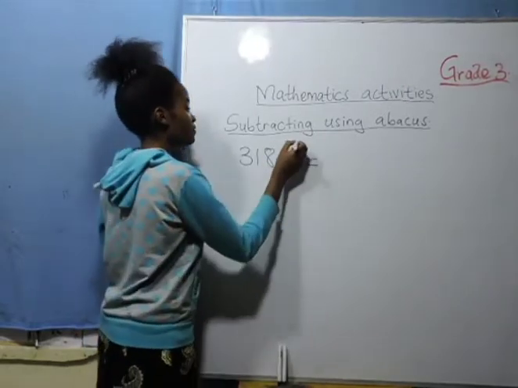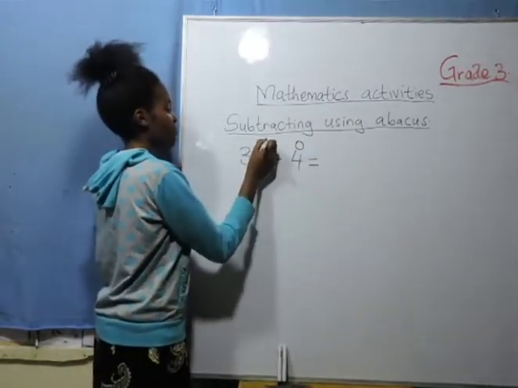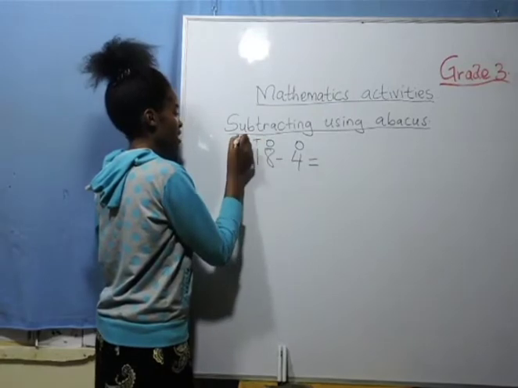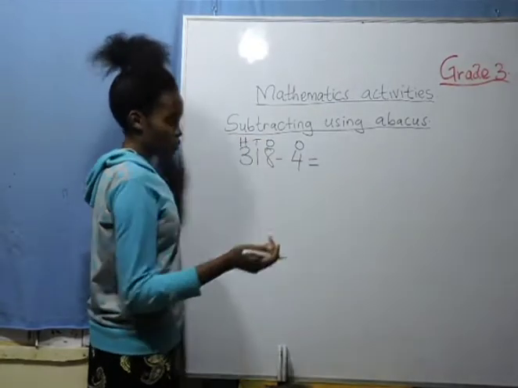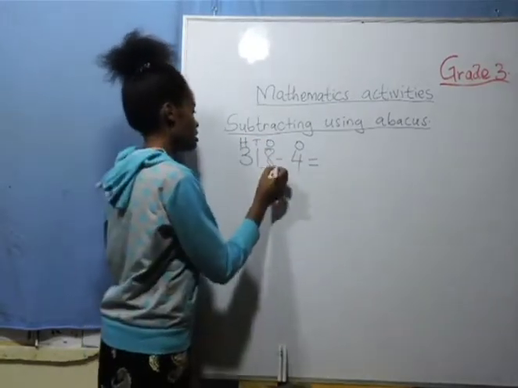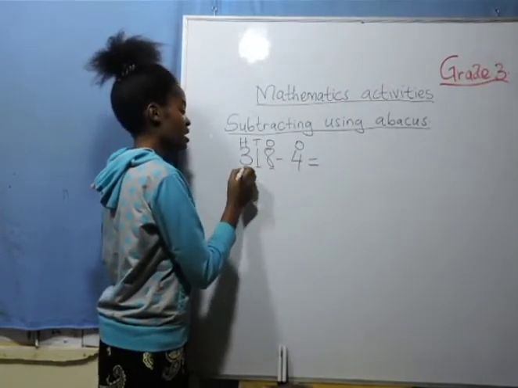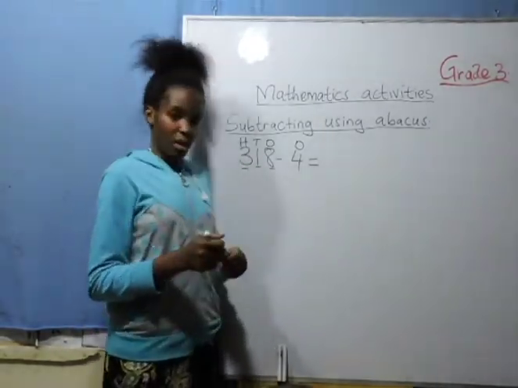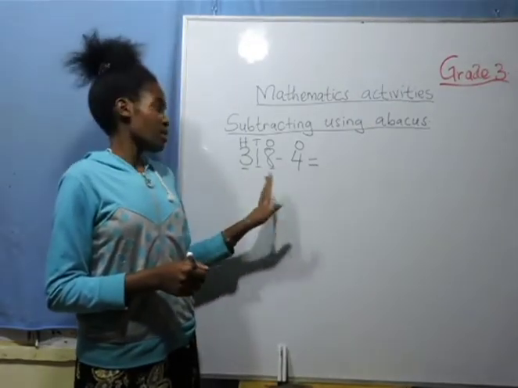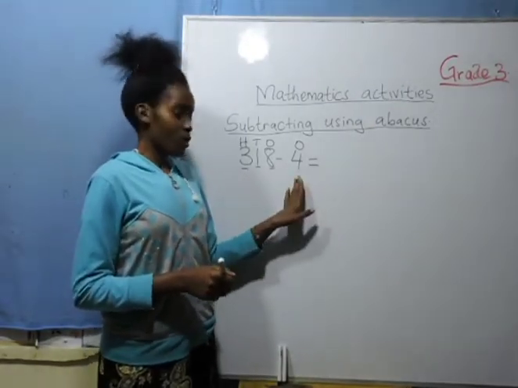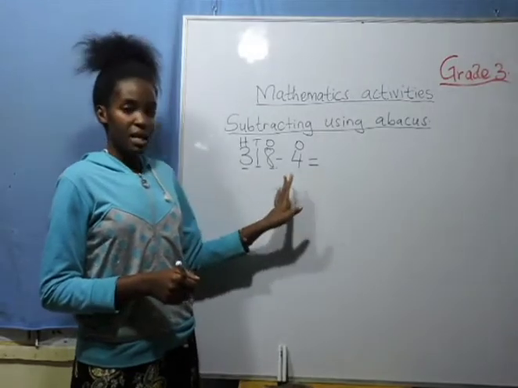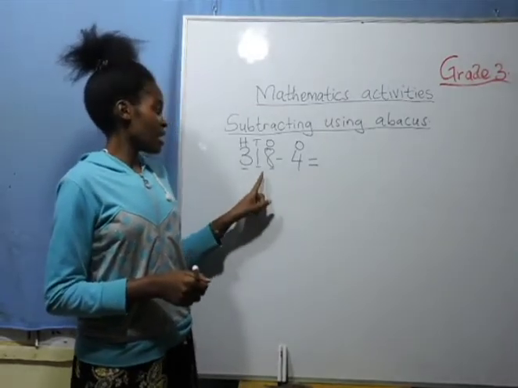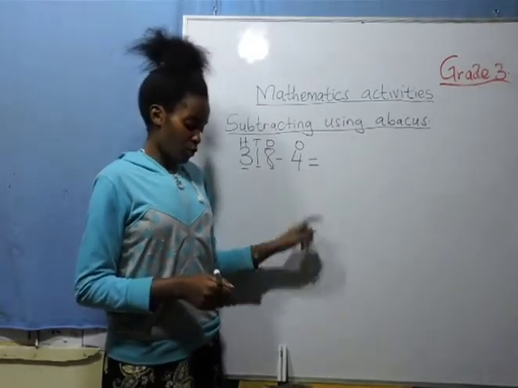And here we have 10 ones only. Here we have ones, tens, and hundreds. Now when we are subtracting, we start with the ones, then we go to tens, then hundreds. Now, what numbers do we have in our ones? Yes, we have 8 and 4. Now we are going to start with 8 and 4. We are going to take 8, take away 4.